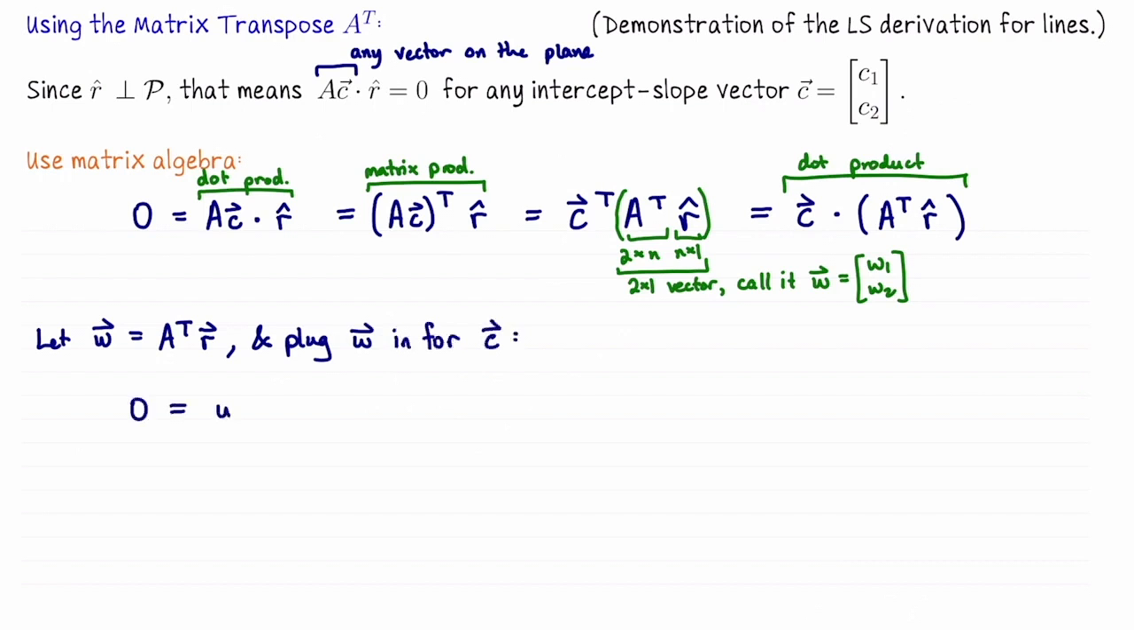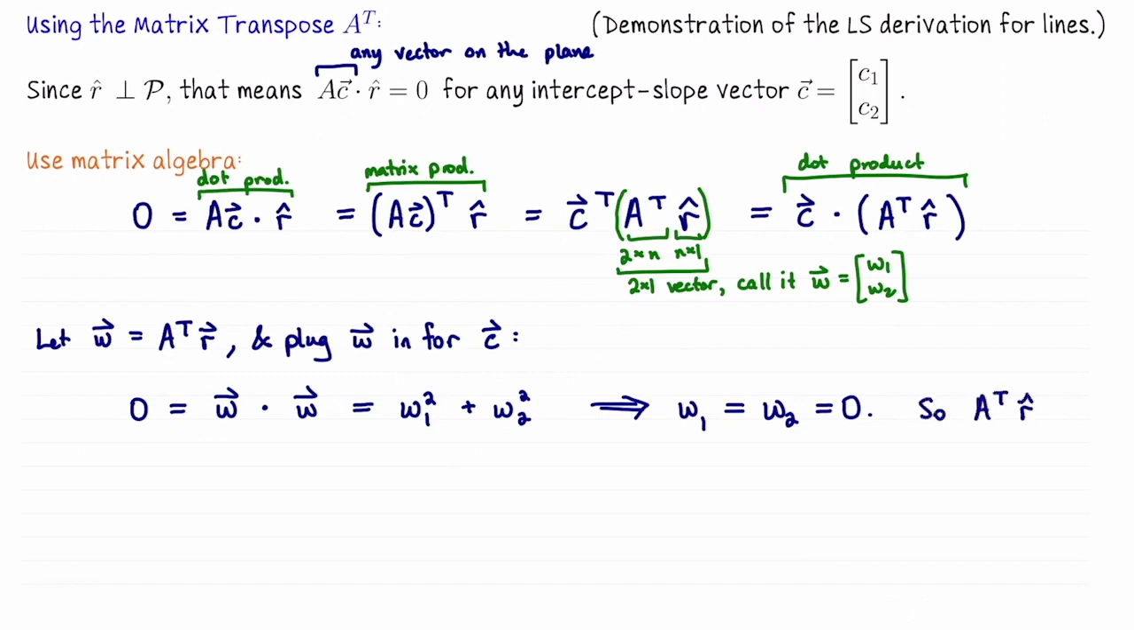So we get 0 equals W dot W. The first copy is us plugging W in for C, and then the second copy is just the definition of W. But you take the dot product of W with itself, and what you're going to get is W1 squared plus W2 squared. Those are non-negative numbers, so if W1 squared plus W2 squared equals 0, both W1 and W2 have to be 0. So now we've concluded that A transpose times this perpendicular vector that's minimizing our computation is 0.